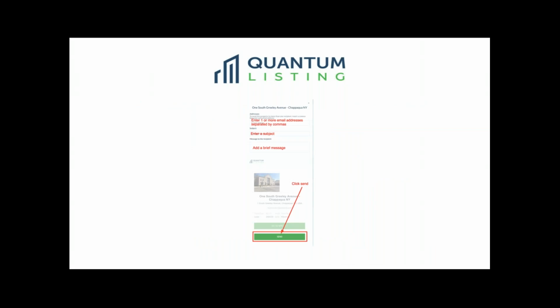And as with sharing your profile, you can enter one or more email addresses separated by commas. Enter a subject, add a brief message of 240 characters or less. You can see here that the listing image, if you've added one, and a little bit about the listing has been pre-populated into the email. And you click send, and that's all that you need to do for that.